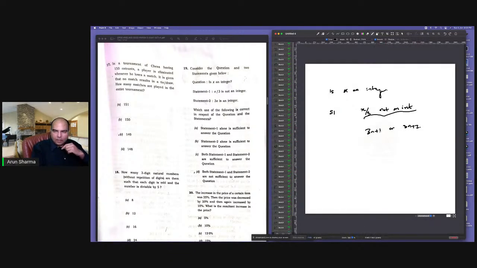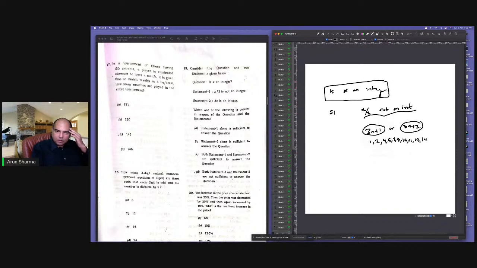It's numbers like 1, 2, 4, 5, 7, 8. You have to avoid the multiples of 3. 7, 8, 10, 11, 13, 14. Again multiples of 3 you have to avoid. And statement 2: 3x is an integer. The question is, is x an integer? So 3x is an integer. Achha, is x an integer or not? So it is necessary that X is of the form 3n plus 1 or 3n plus 2.